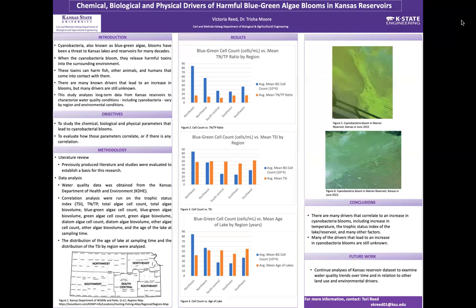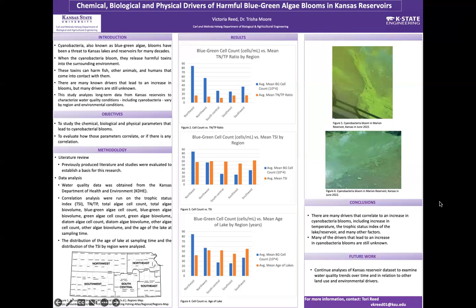And then in figure 4, you can see the blue-green cell count compared to the age of the lakes for each region. And age of lake is how old the lake was when it was sampled. Figure 5 and 6 are photos I took this summer of cyanobacterial blooms in June at Marion Reservoir in Marion, Kansas.